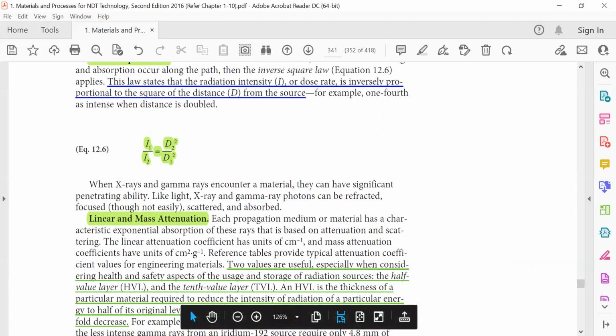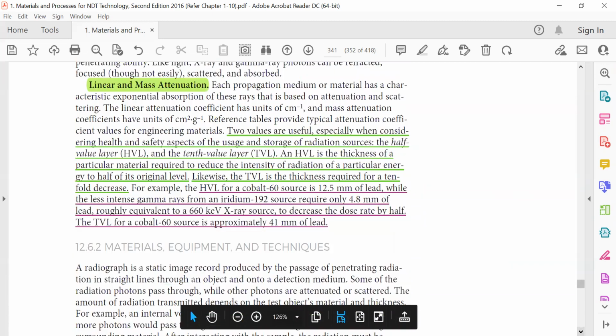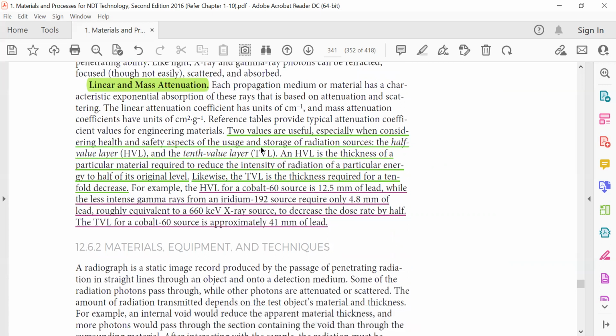Linear and mass attenuation. Two values are useful, especially when considering the health and safety aspects of usage and storage of radiation sources: the half value layer HVL and the tenth value layer TVL. HVL is the thickness of a particular material required to reduce the intensity of radiation to half of its original level. Likewise, the TVL is the thickness required for a tenfold decrease.